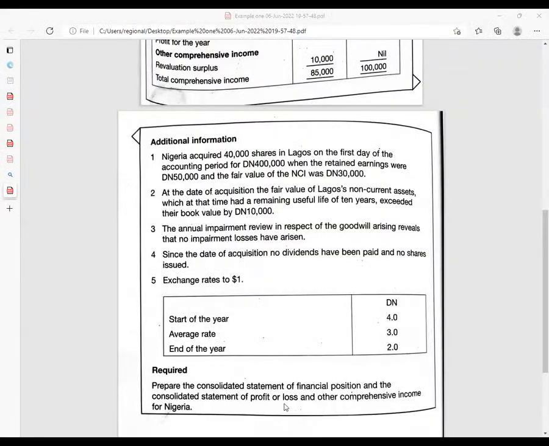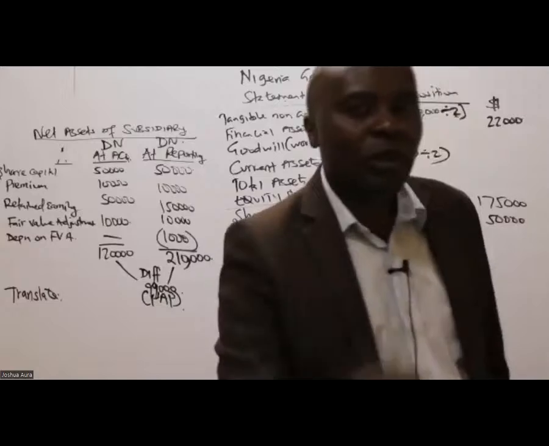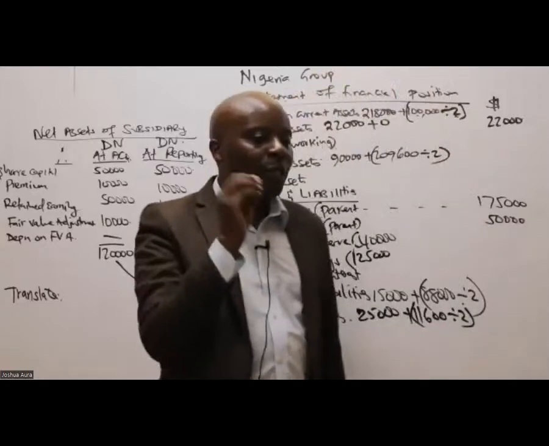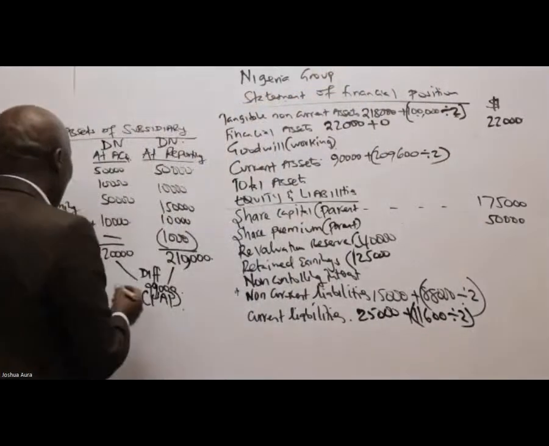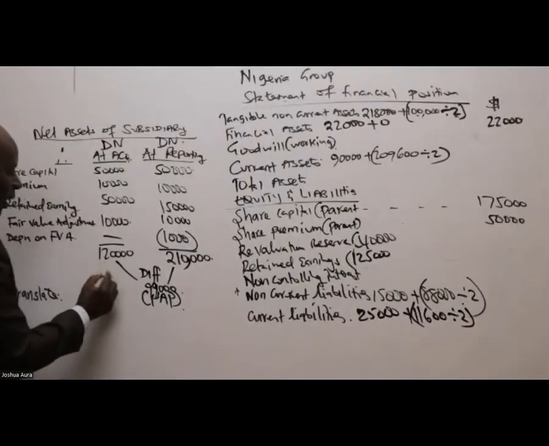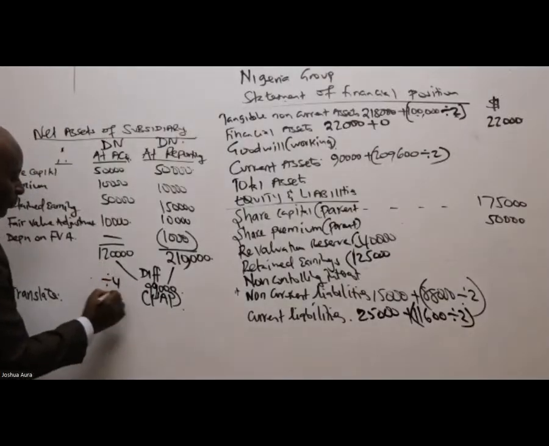Oh, yes. Remember, we acquired this subsidiary at the start of the year. So the acquisition rate here is 4. To translate net assets at acquisition, always use the acquisition rate. So this one, I'll divide with 4.